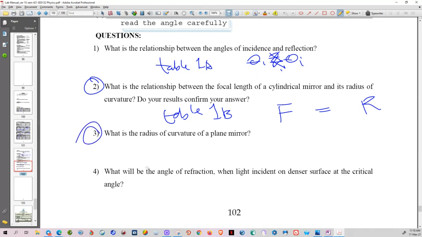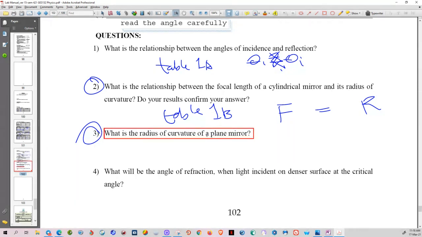Table number 3, oh, this one, I love this question. What is the radius of curvature of a plane mirror? Anyone want to answer this question? No, don't answer number 2. Don't put the answers in the chat. I don't want anyone just copy the answer from the chat. Tell me question number 3. This is a trick question.